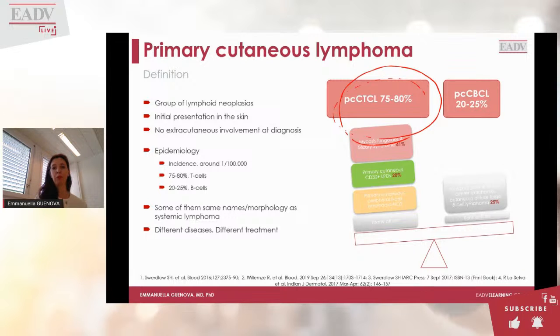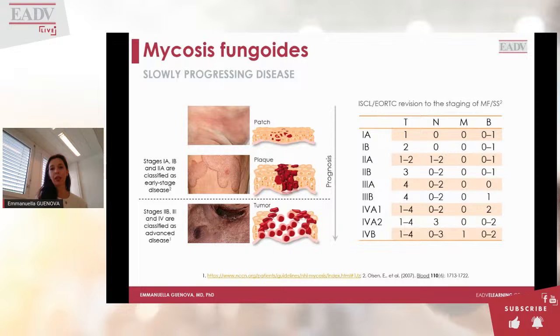Out of those, the most common ones are Mycosis fungoides and Sézary syndrome, followed by the primary cutaneous CD30 positive lymphoproliferative diseases. Looking at the percentages, it is very quickly clear that approximately more than half of all patients in the group of cutaneous lymphoma in general are patients with either Mycosis fungoides or Sézary syndrome. So that's why I will concentrate predominantly on those two diseases today.